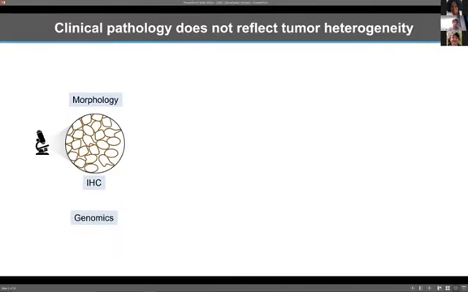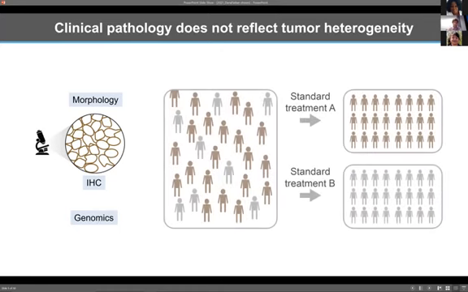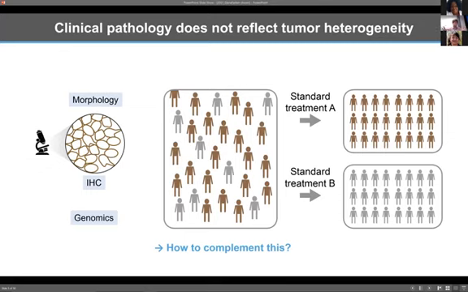So clinical pathology, unfortunately, does not reflect this heterogeneity. A pathologist typically looks at the tissue, determines the cellular morphology, looks at one or few molecular features. In Zurich, we are now routinely doing genomic analysis of tumors. But ultimately, all of this leads to a very coarse grouping of the patients, and then standard treatments are used. And the question is really, how could we complement this, in fact, obviously highly valuable information, but how could we complement this and bring in more information into the clinical practice?